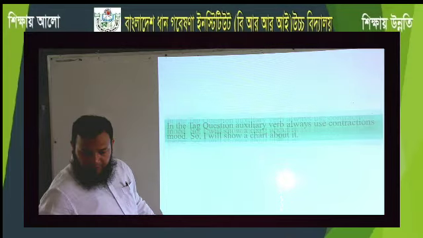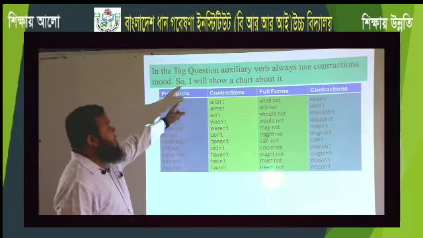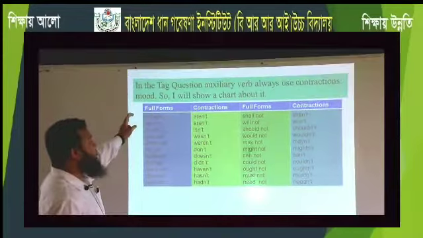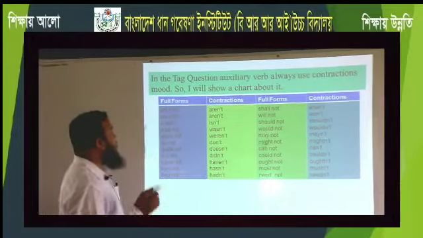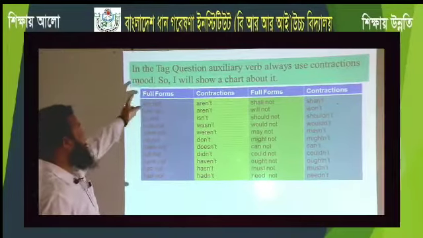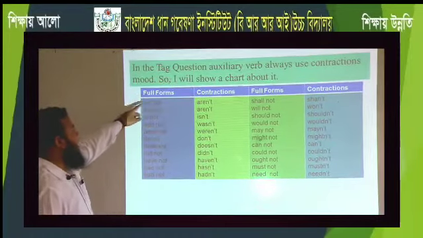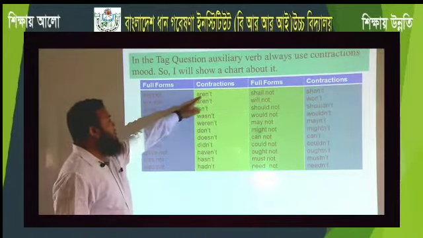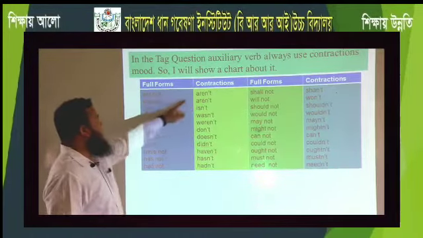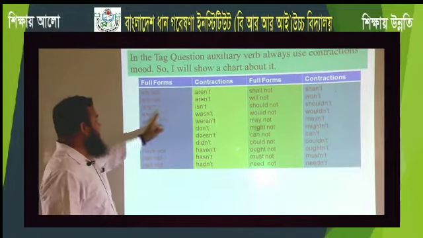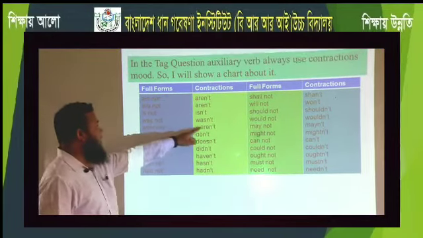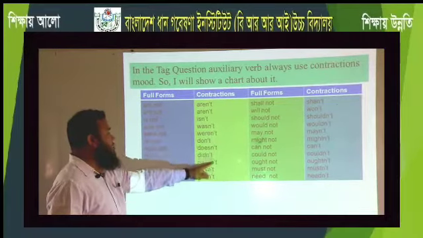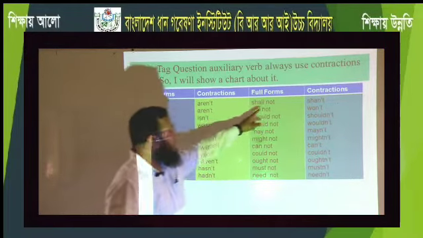Now in tag questions, the auxiliary verb always uses contraction form. You have to remember that we always use contraction form. So I will show a chart about it. Am not and its contraction form aren't. Are not, aren't. Is not, isn't. Was not, wasn't. Were not, weren't. Like this. We have to use these kinds of contraction forms in every situation.